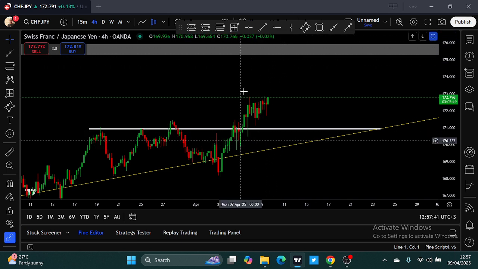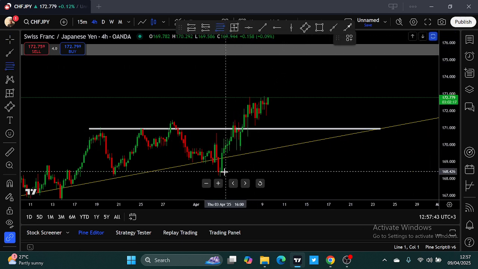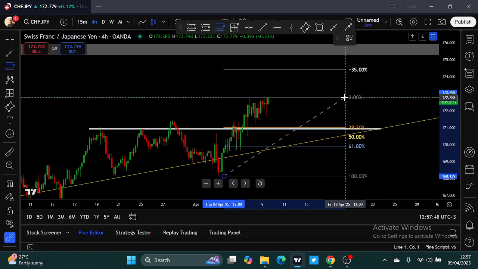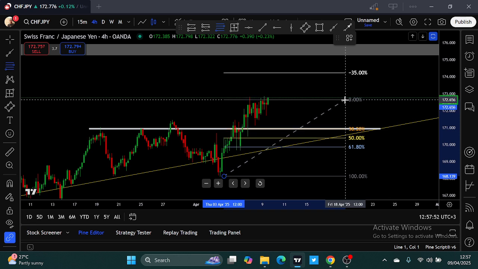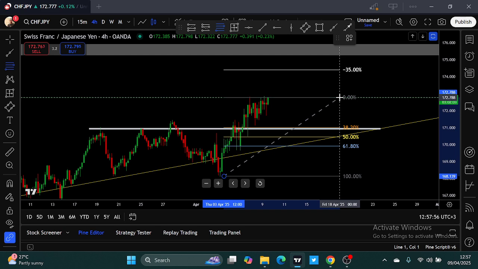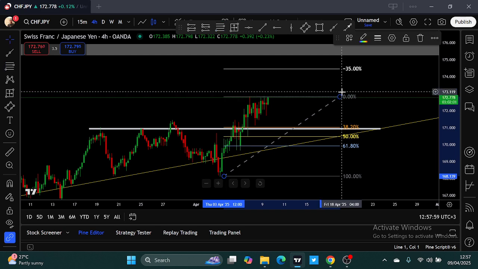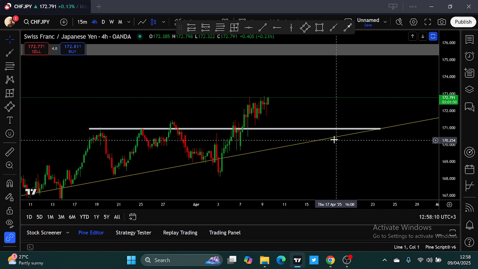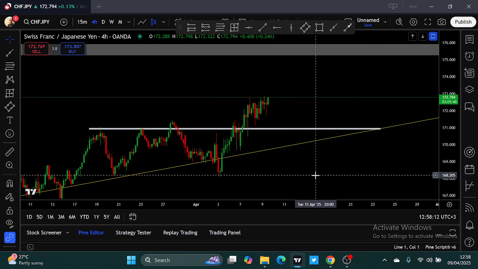If I put the fib from swing low to swing high, where is the swing low? The swing high. Okay, it has not stopped, but when I put it up to here, up to this week, you see the retest is around here. The 50 fib is around here. So this is the market, we just wait and see what will happen next.